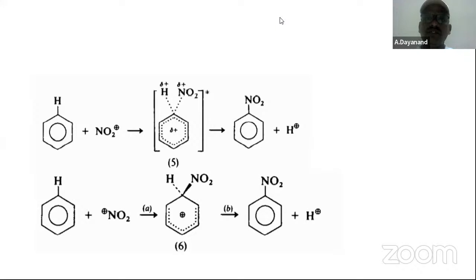Okay, how does the nucleophilic aromatic substitution take place? Had you understood? If you had understood, type 1; if you had not understood, type 2.